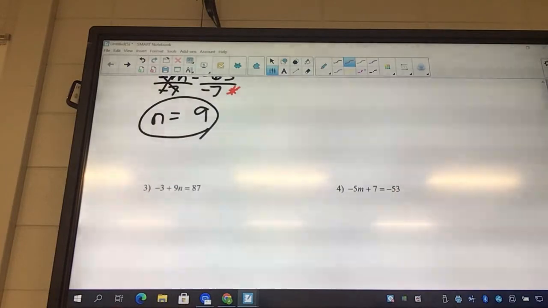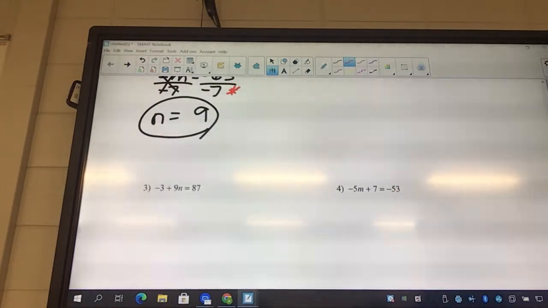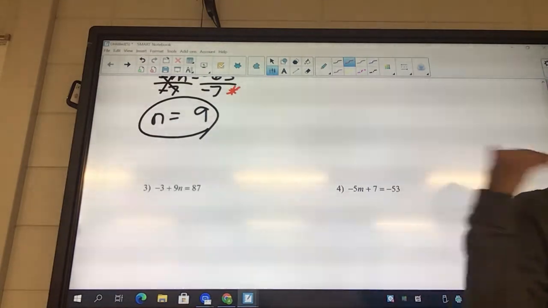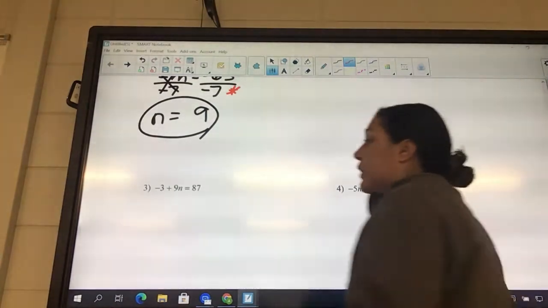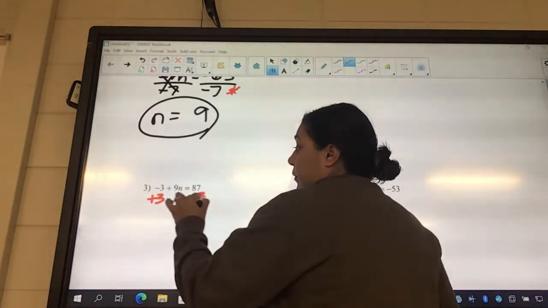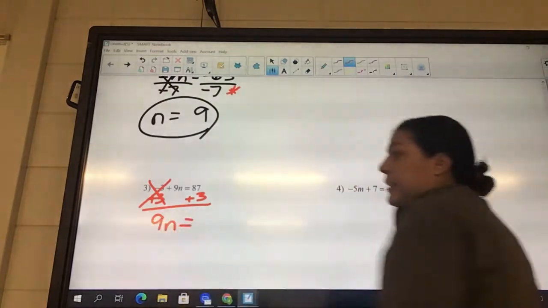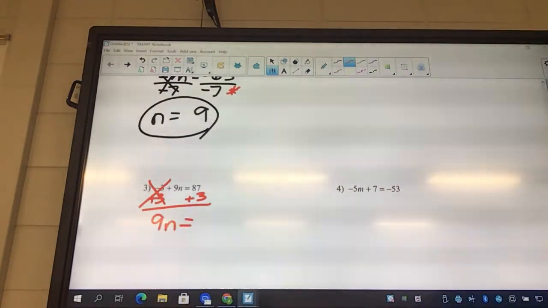If we look at 3, who's the kid? The 3 is the kid. We need to drop off the kid first. So how do I move a minus 3? Plus 3, plus 3. So I'm going to have 9n equals 87 plus 3.